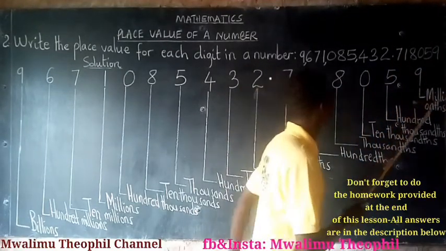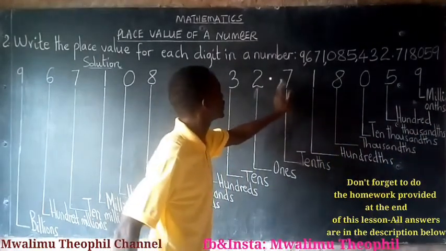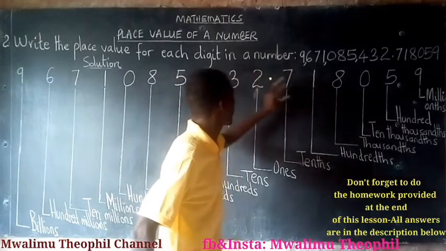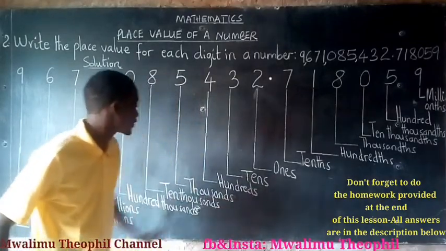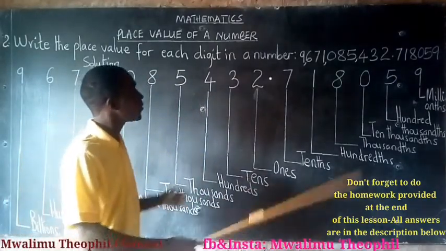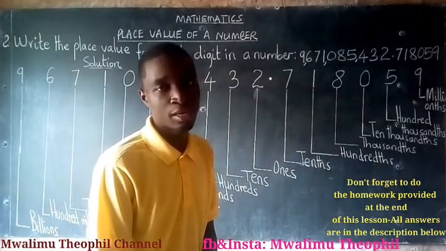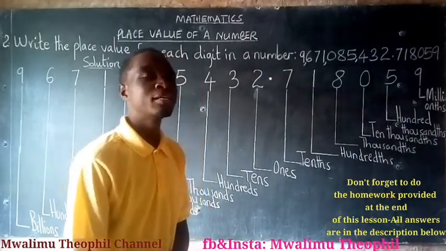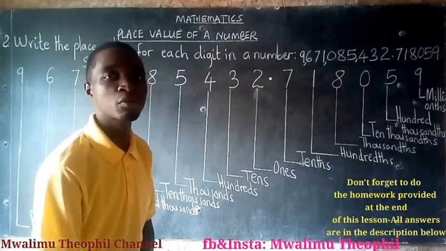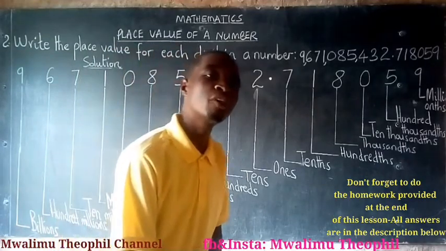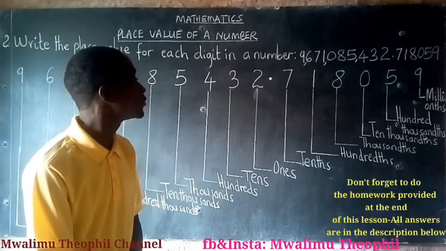Millionths. So you can see we add THS for those digits which are after a decimal point. But for those which are before a decimal point, we add simply S at the end. Now, this is the way we write the place value for any digit within a number. It is my expectation that via these two examples, you have understood well the way we write the place value for any digit in a number.